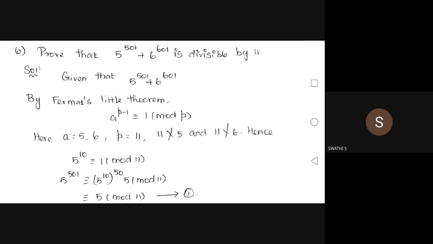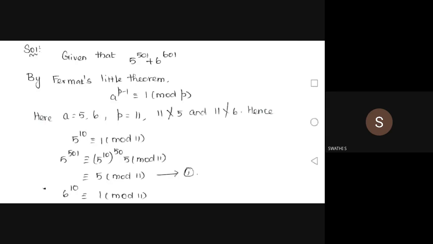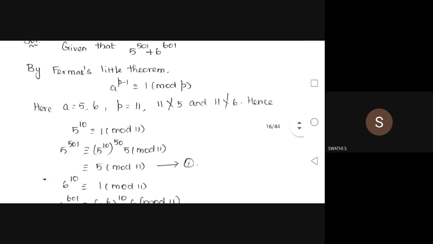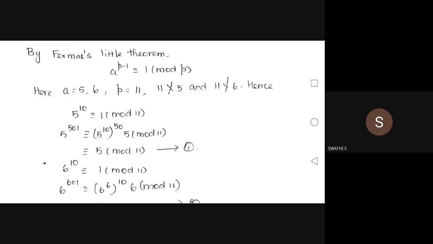So now 5 power 501. By the division algorithm, 501 can be written as 10 into 50 plus 1. So 5 power 10 into 50 plus 1 is congruent to 5 power 10 whole power 50 into 5. Already we have the result: 5 power 10 is congruent to 1. So 1 power 50 is 1, then 1 into 5 is 5. So 5 power 501 is congruent to 5 under mod 11, which will be considered equation 1.